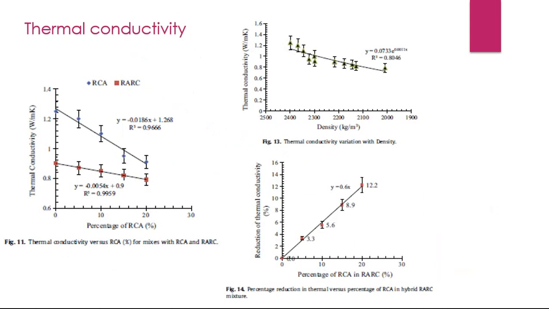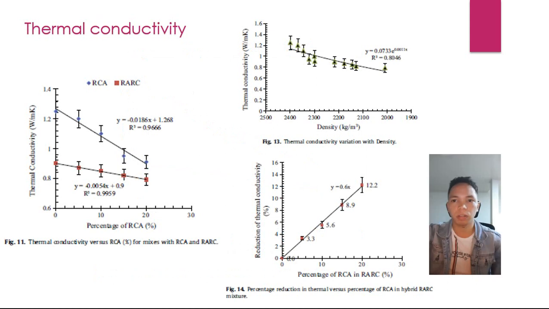Thermal conductivity findings show that thermal conductivity values decrease when the amount of RCA increases. The results obtained for thermal conductivity are within a range of 1.25 watt per meter degree Celsius for conventional concrete and 0.79 watt per meter degree Celsius for 20% RCA.